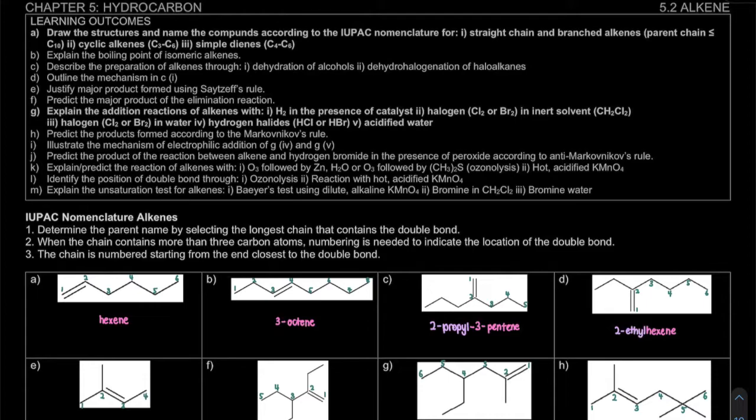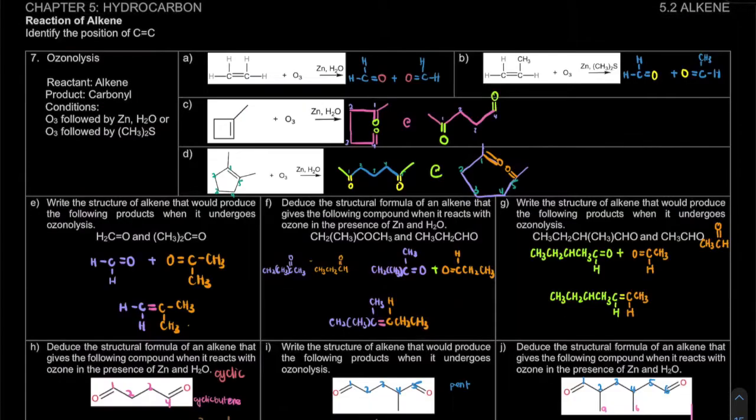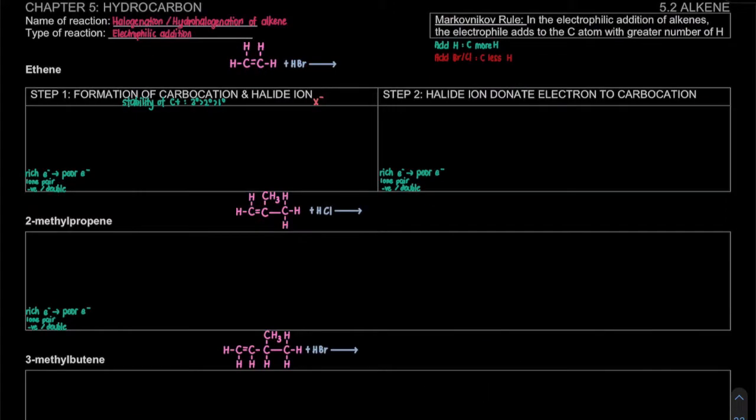In this video, we will learn to illustrate the mechanism of electrophilic addition of a hydrogen halide, here HCl or HBr. This will be the third mechanism that we have learned in 5.2 and overall the fourth mechanism in chapter 5. This will be the last video for the mechanism and the last video for chapter 5 itself. On your notes, it will be on page 22.